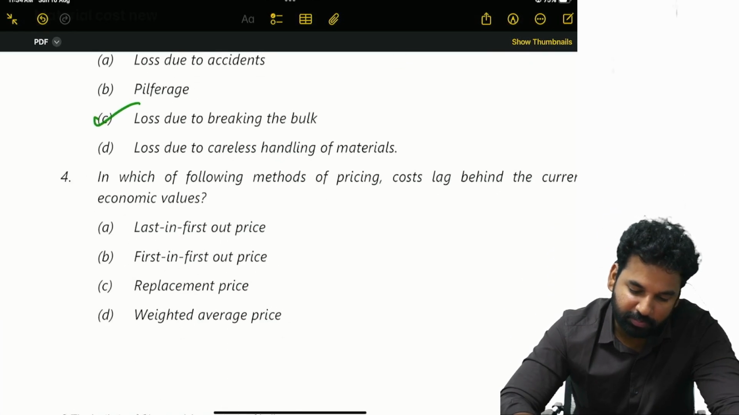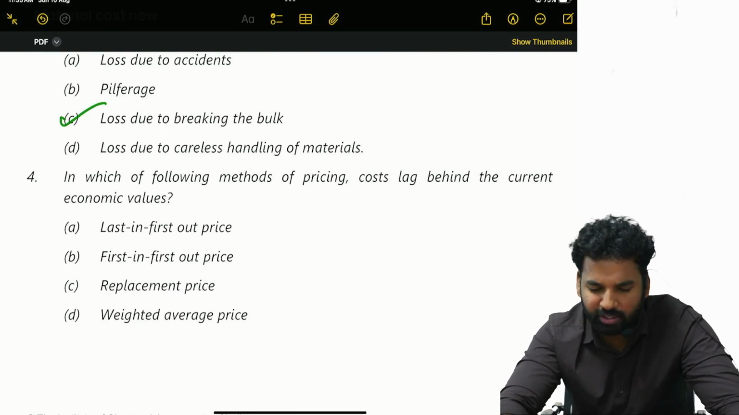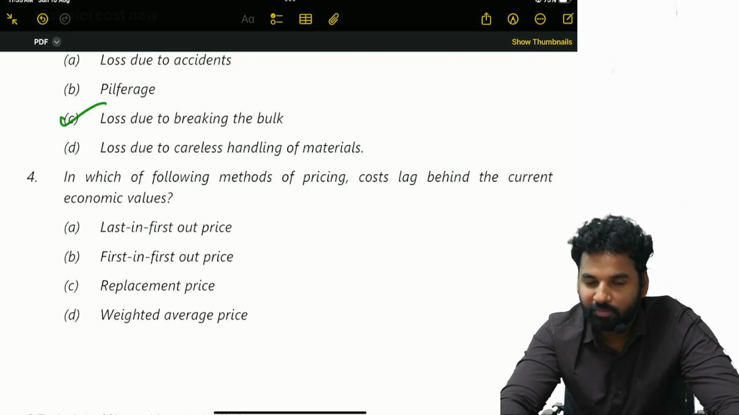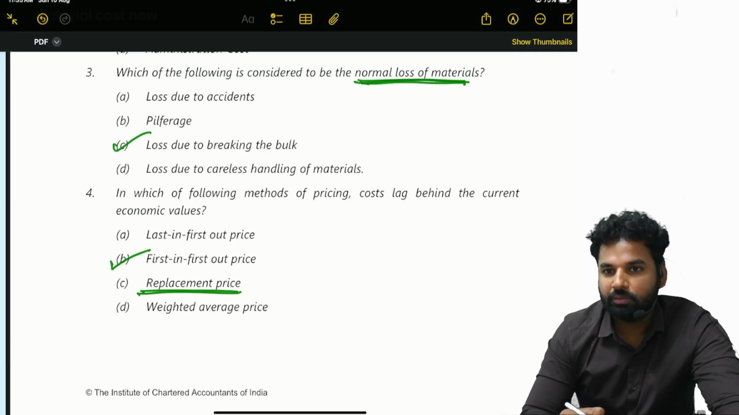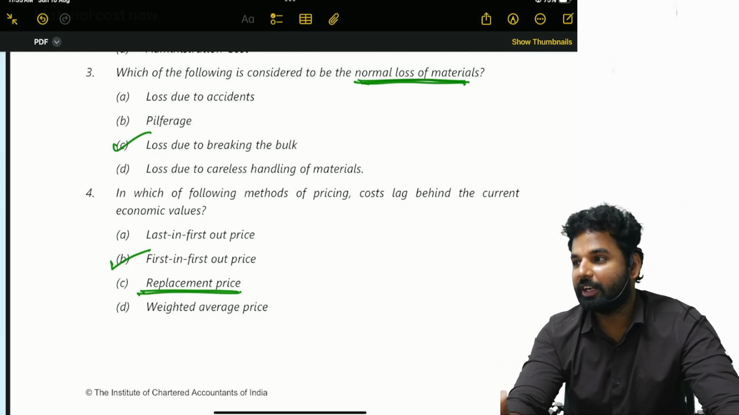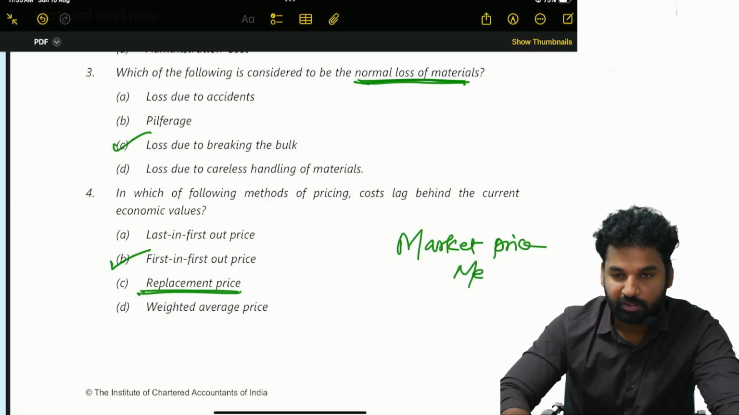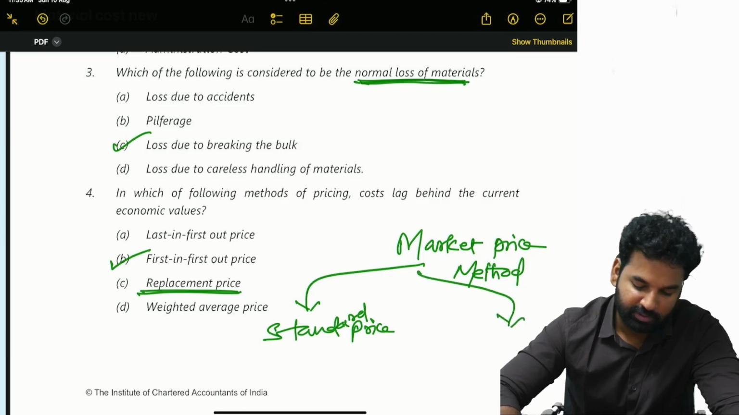In which of the following methods of pricing do costs lag behind the current economic values? Current economic values means current market price. Lags behind current market price. Still best. Okay. Replacement price we have discussed, no? Replacement price yesterday. Under market price method, standard price and replacement price.